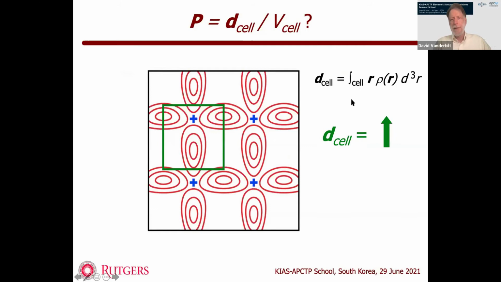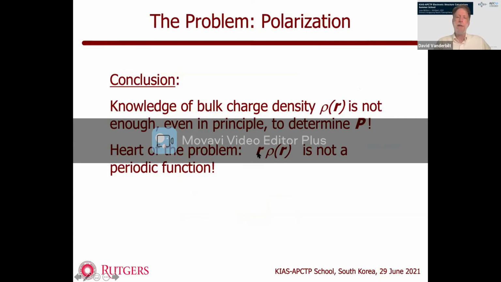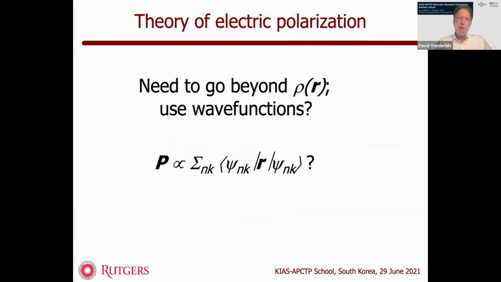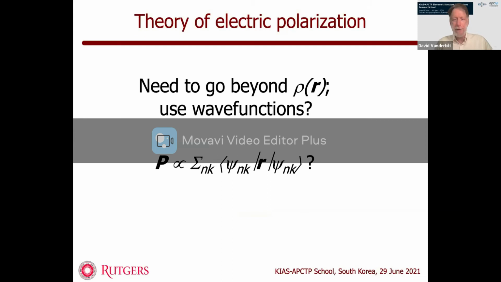And so in some sense, the heart of the problem is that this quantity R times rho of R is not a periodic function. It cannot be averaged over one unit cell in any meaningful way. And therefore the charge density itself is not enough to tell us the polarization. So if we go beyond the charge density, we can hope to develop a formulation based on the wave functions, which carry more information than the charge density.